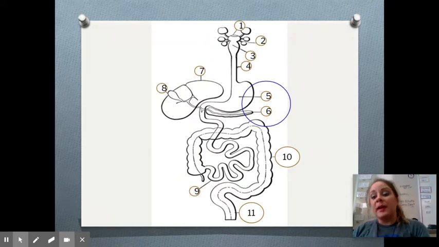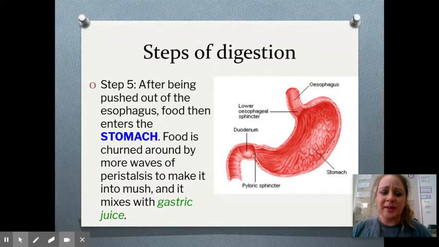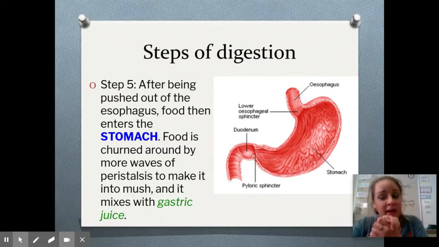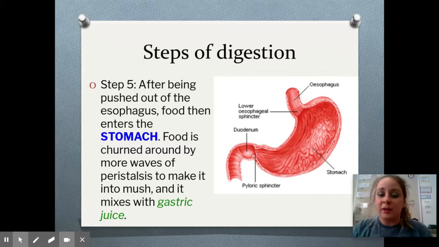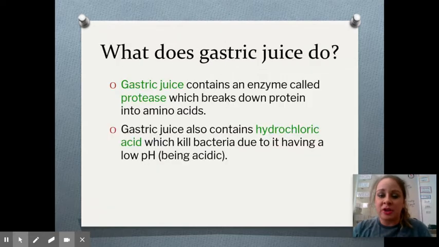Okay, if we were coloring, we would be on step 5 and 6 now. So step 5 is after the esophagus pushes the food into your stomach, it is churned. So it's not squished and it's not ripped apart. It's churned. So it's kind of like a washing machine. If you help your parents wash clothes, it has this rinse cycle where it's like chicka chicka chicka. That's kind of what's happening with your food once it gets into your stomach. It's kind of churning like that, and it's mixing with gastric juices.